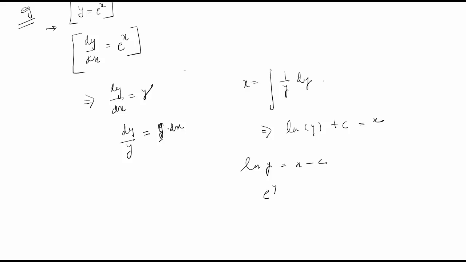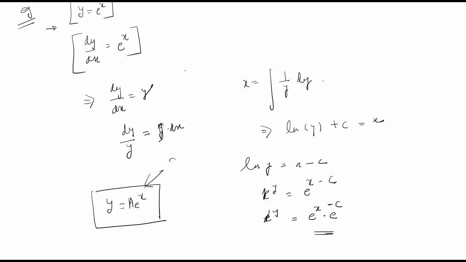So e raised to ln y can be written as e raised to x minus c. So y is equal to e raised to x into e raised to minus c. So if you are taking this, y is equal to a into e raised to x, where a is a general solution of this equation.